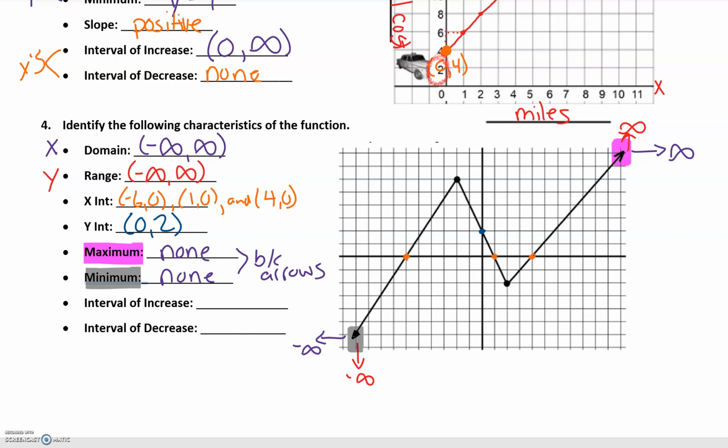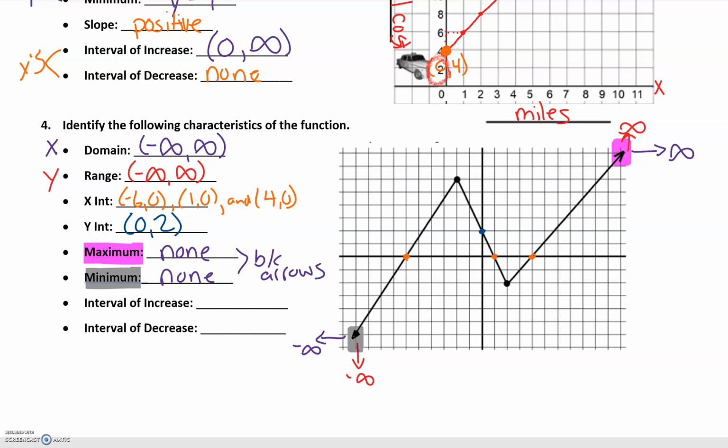X-intercepts, you have 3 of them: negative 6, 0; 1, 0; and 4, 0. One y-intercept at 0, 2, so that you'll see that in the blue. And then our max and our min on both of these are none, and that is because there are arrows. If it goes up forever, you will never reach the top, so there is no max. If it goes down forever, there is no min.